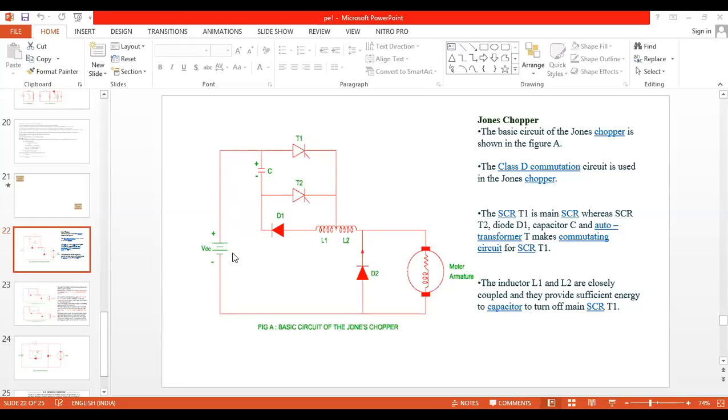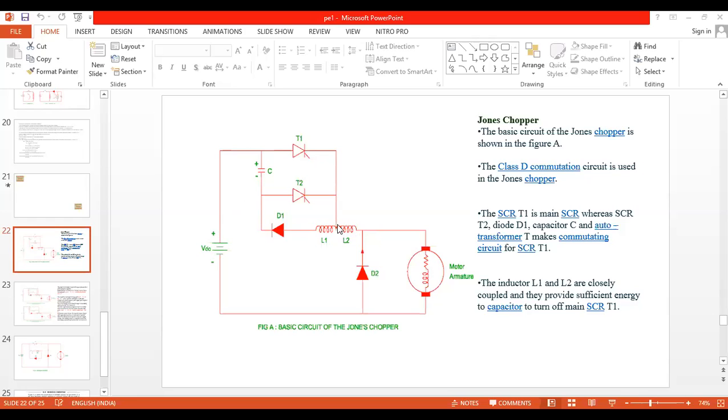Under case 1, when the supply is on, the current starts from VDC plus and flows to SCR T1, because the capacitor is already charged, so no current can flow through the capacitor. Now SCR1 is given the firing pulse and SCR1 is turned on. Therefore, current flows from VDC plus to SCR1, and from SCR1 down to this center tap point, and then current flows through L2.